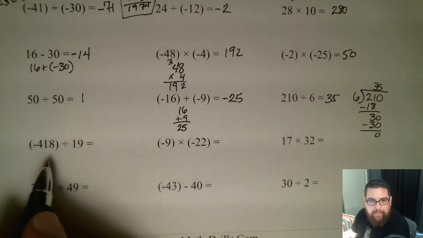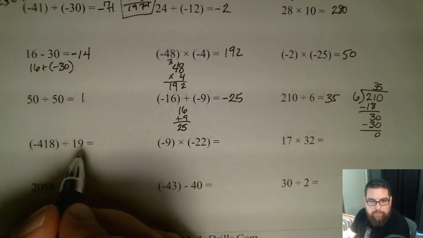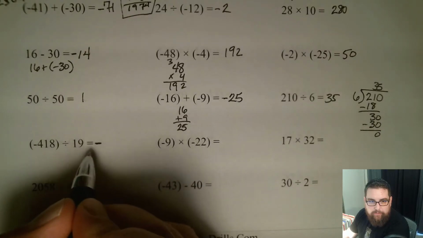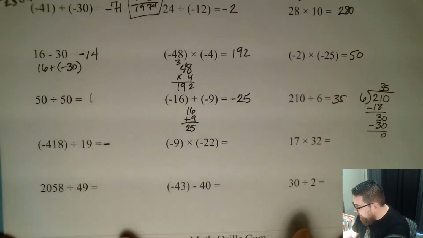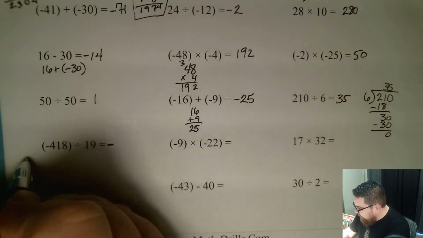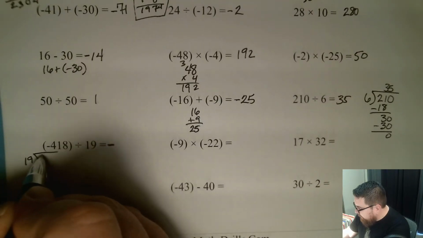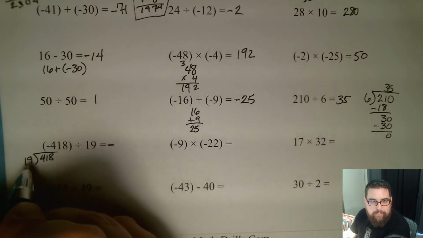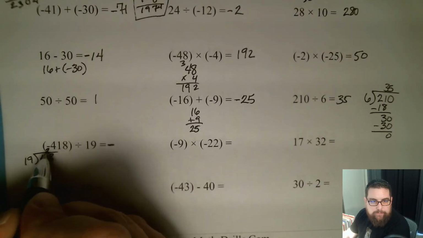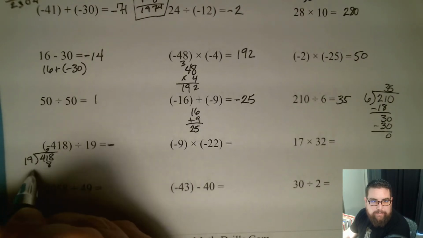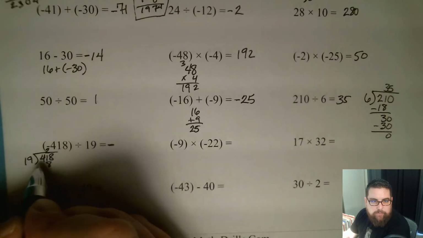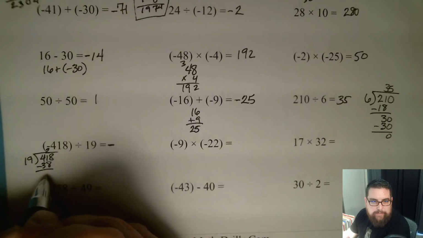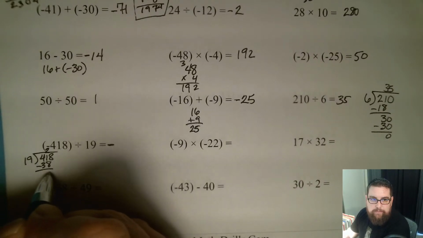All right. So we're taking 418 divided by 19. We have a negative and a positive, so our answer is going to be negative. We know that already, so we're going to go ahead and put that negative in there. Then I'm going to do 19 goes into 418, and I did not leave myself enough room to write. Oh well. 19 goes into 41 two times. 2 times 9 is 18. Carry the 1. 2 times 1 is 2, plus 1 is 3. So we get 41 minus 38. We get 3.